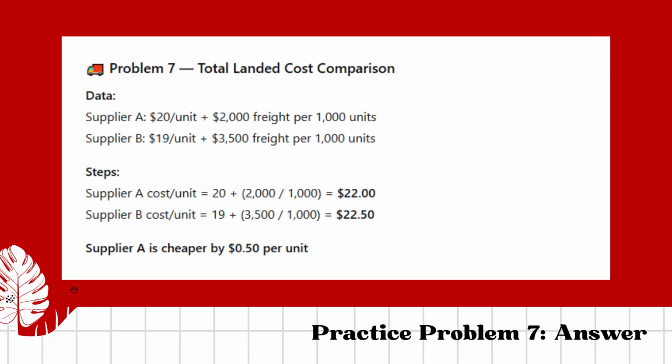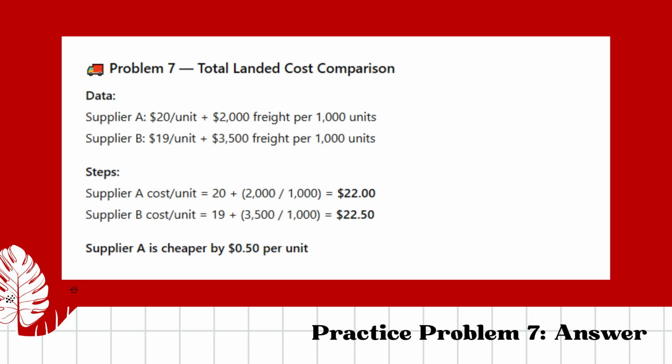Problem 7. Total landed cost comparison. Two suppliers offer different prices and freight costs. Supplier A charges $20 per unit plus $2,000 shipping for every 1,000 units. Supplier B charges $19 per unit but $3,500 shipping for the same volume.